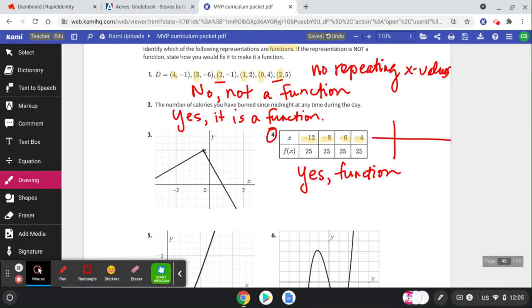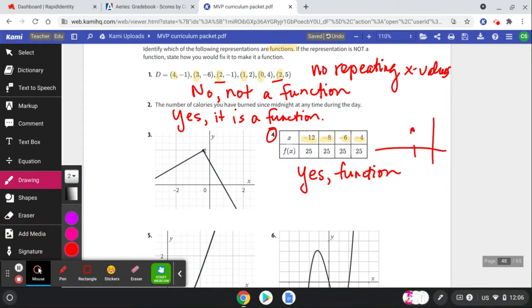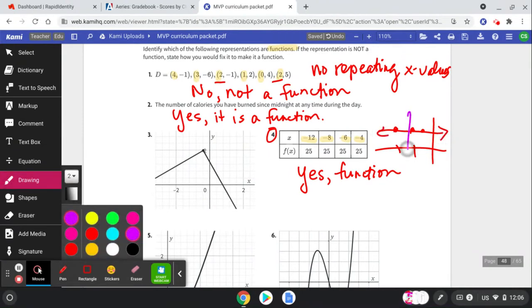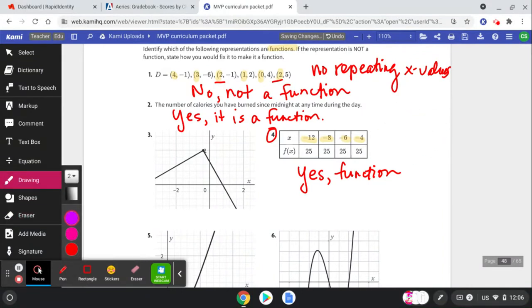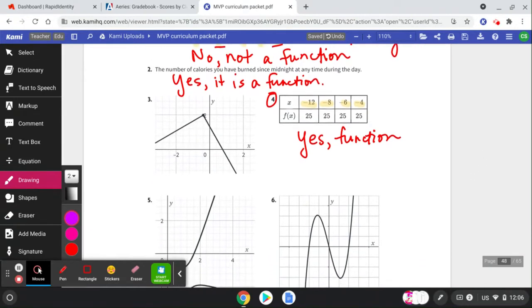-12, 25, -8, 25. Picture a graph that's basically right here. It's going to go back and up to 25, back and up to 25. It's a horizontal line. And so doing the vertical line test on that, do you see that it just touches once, touches once, touches once? So yeah, you can have repeating y's, just no repeating x's. So yes, that one is a function.